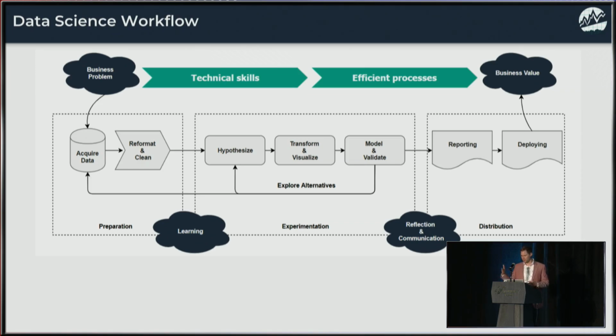You then move into that final phase of distribution: you develop reports, you convince people in the company, executive leadership, that this is the right thing to do, and then you build an app and you deploy it and you start getting those business results. So that's how you generate business value.